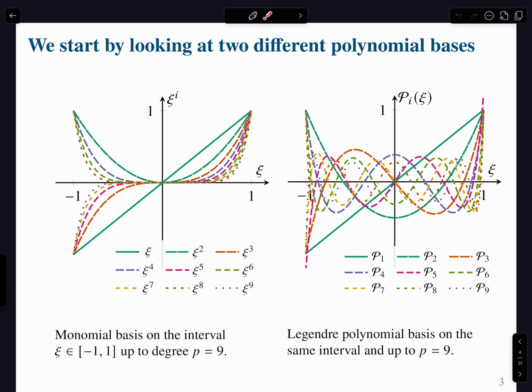So look at this. This is a so-called Legendre polynomial basis. And one thing you notice is that now we don't have diminishing returns. Every single new shape function that we introduce in the -1 to +1 interval introduces somehow new information that we can use. Another way to say that is that all these functions are orthogonal to one another.